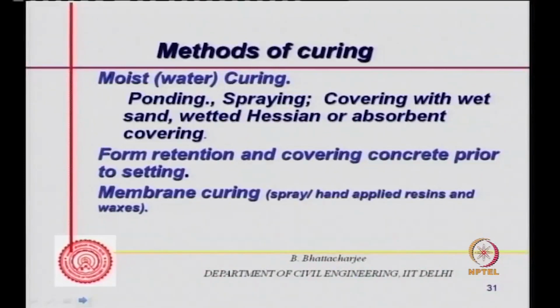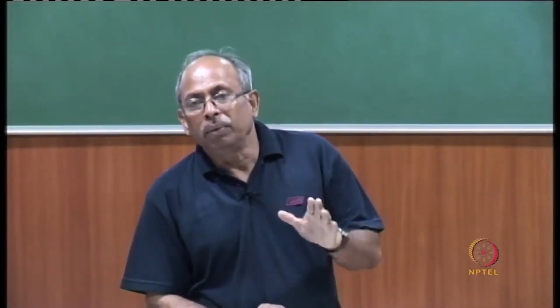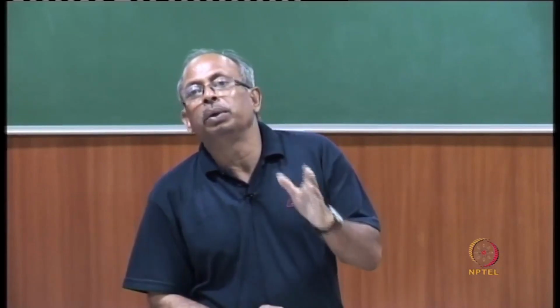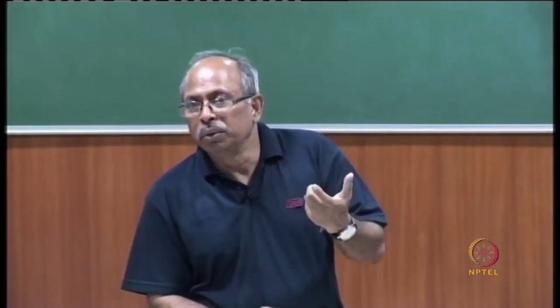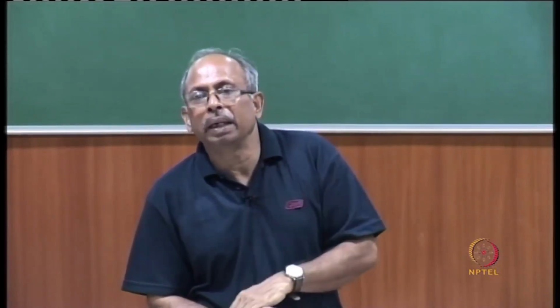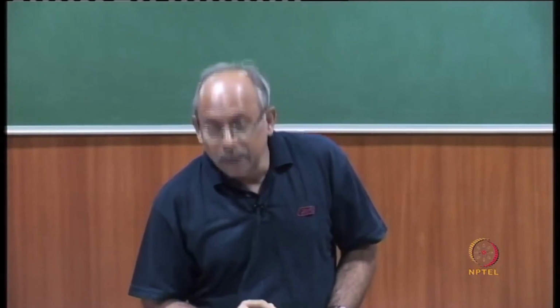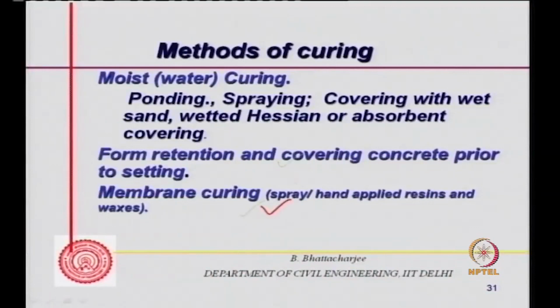Membrane curing: basically you apply resins and waxes on top of the concrete to form a membrane. It can be sprayed or hand brush applied, let us say. What it does is it will see that no water goes out. Whatever water is inside is used up. So no evaporation. Both the second and third methods ensure that there is no loss of water, but they will not replenish the self-desiccation water. So these are the methods.